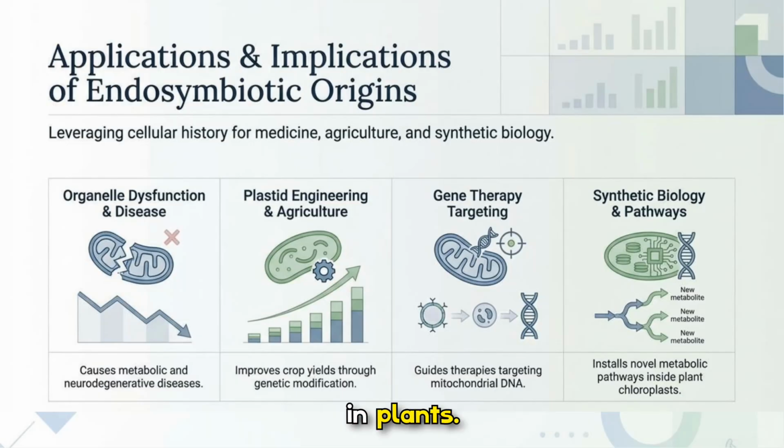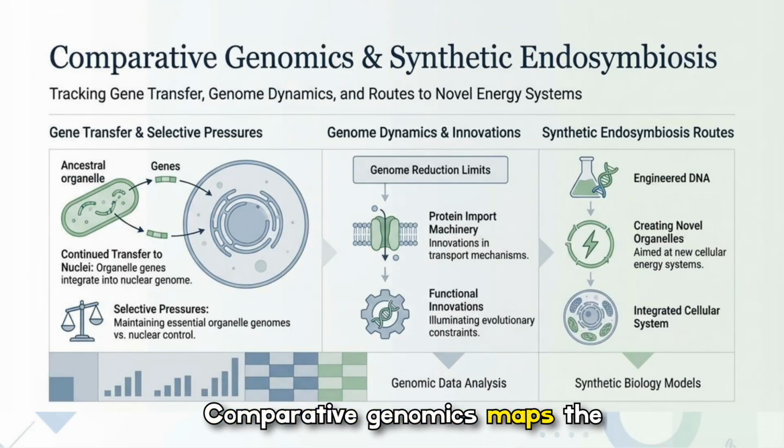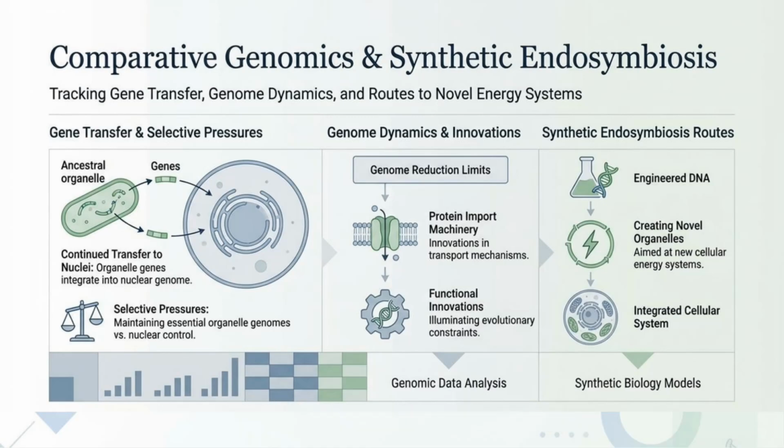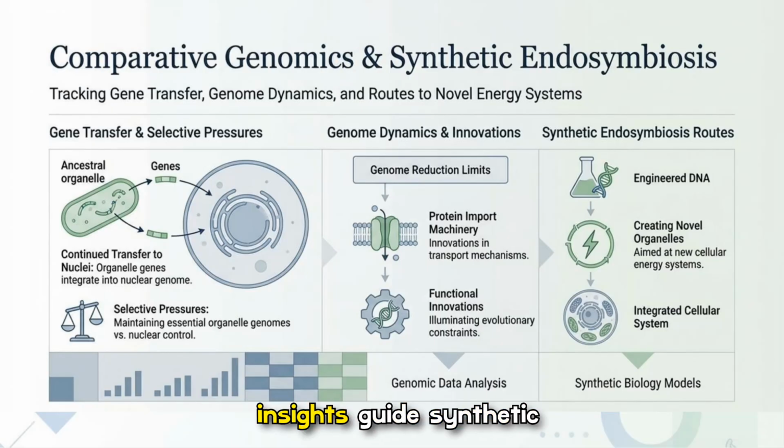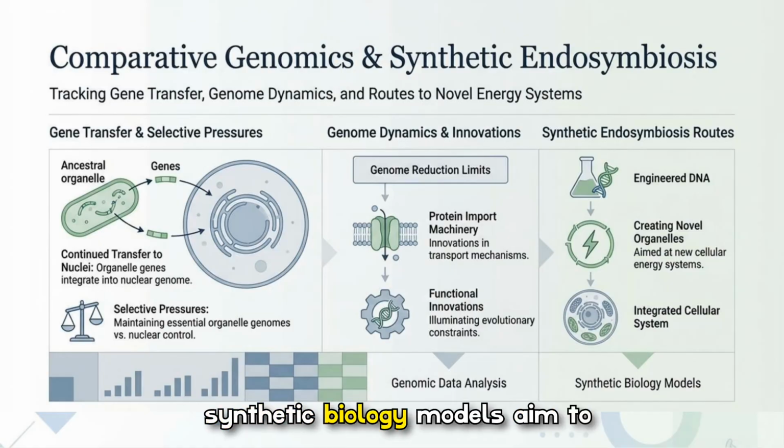pathways in plants. Comparative genomics maps the roots of gene transfer and the limits of genome reduction, highlighting innovations like protein import machinery and functional adaptations. These insights guide synthetic endosymbiosis approaches, where engineered DNA and synthetic biology models aim to create novel organelles or integrated cellular systems for new energy and metabolic capabilities.